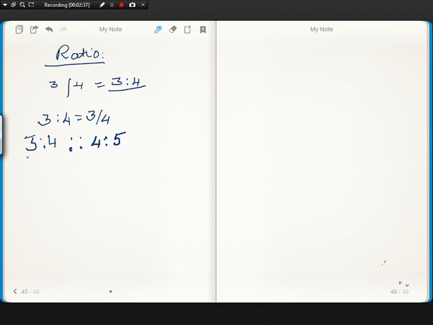Now the 3 and the 5 are called the extreme terms, the last terms. The 4 and 4 are called the mean terms. Here, 5 is called the fourth proportion, 4 is called the third proportion, and 4 is called the second proportion.